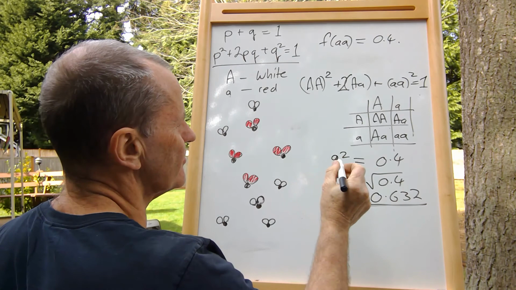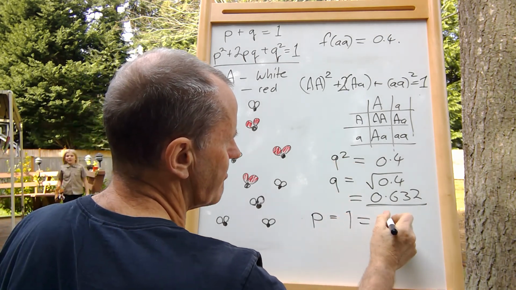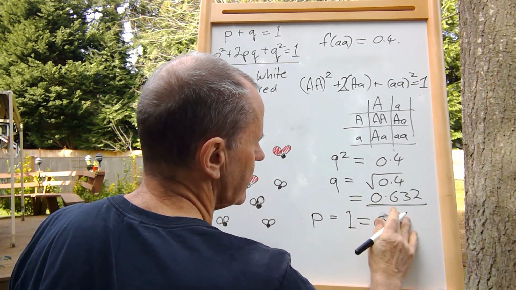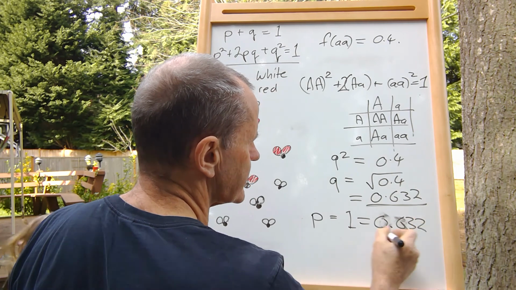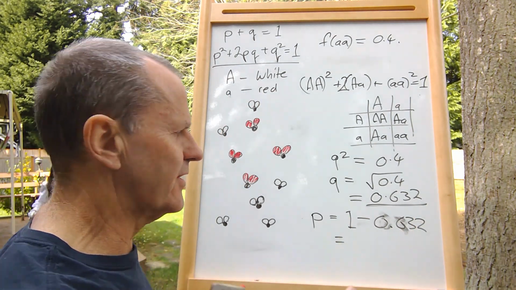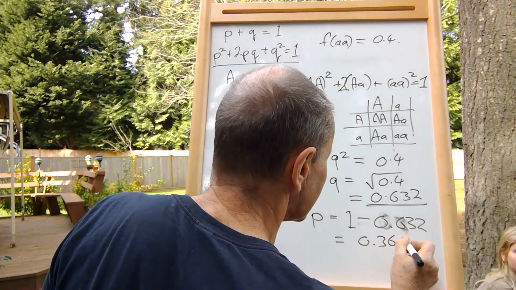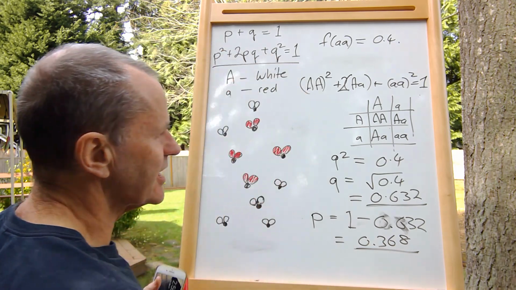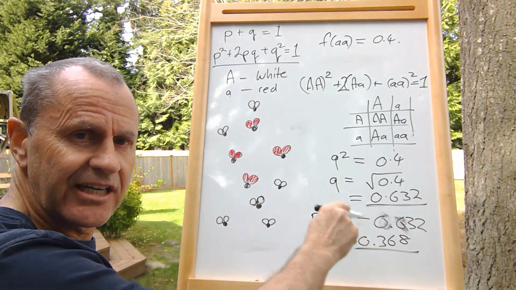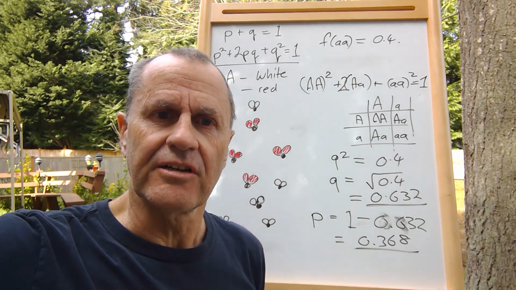And that means if we work out p, the frequency of p, is 1 minus 0.632. And that, of course, is going to be less than 1/2. And that's 0.3, let me check my notes, 68. And so there we get the idea that actually the frequency of the capital A, the dominant allele, is actually lower than the frequency of the recessive.